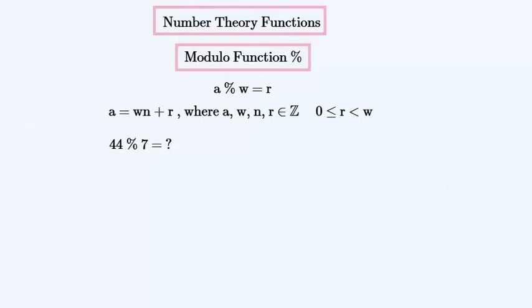What is this equal to? If we try to find values of n and r so that r is in between 0 and w, then we'll get this expression, and we'll circle the value of r that we want. This value of r would then be the solution to this equation.